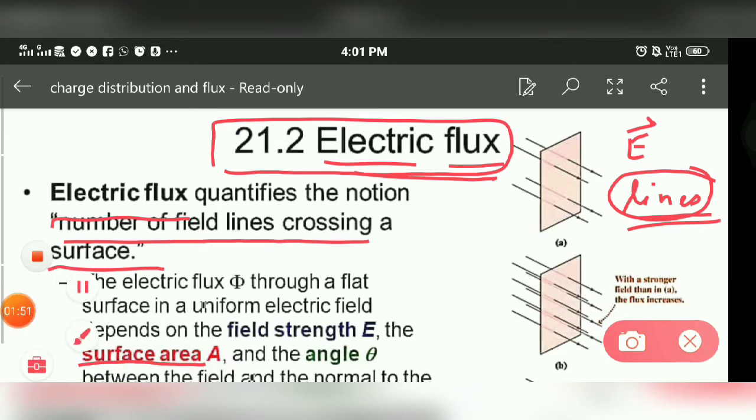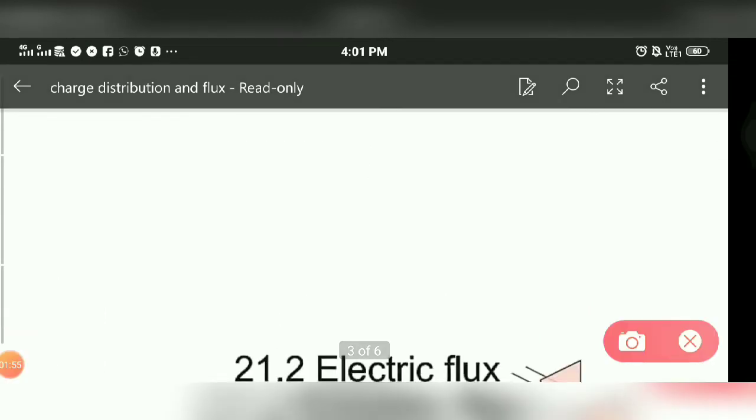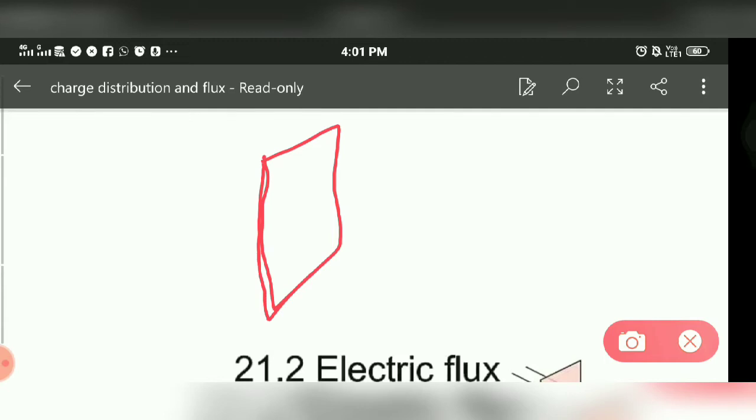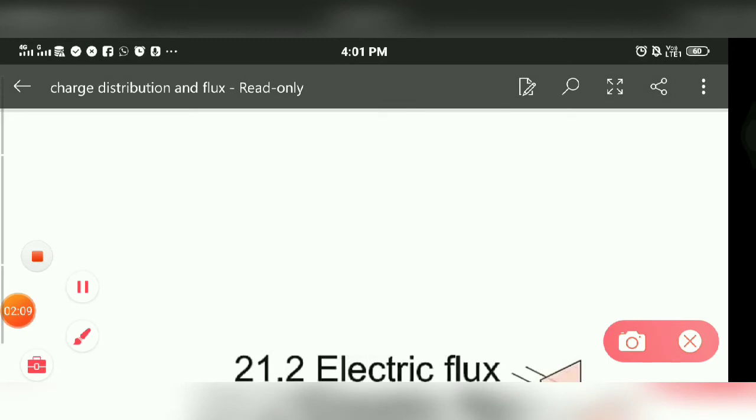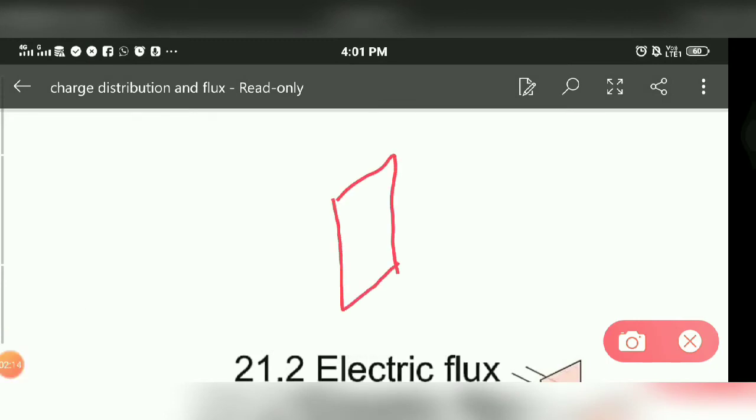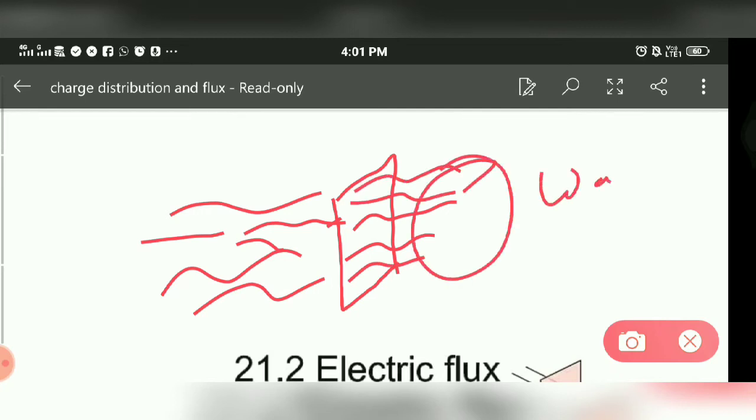Suppose we take a plate over here, this is the area. If we say this is a frame, and from here a flow of water is there, how much water is passing through this is called water flux.